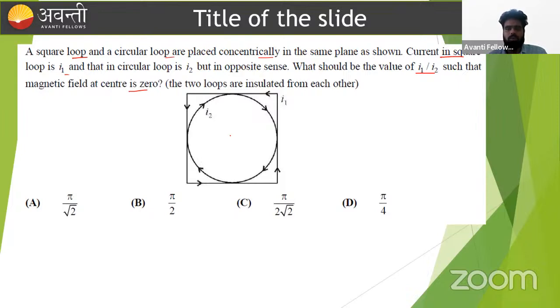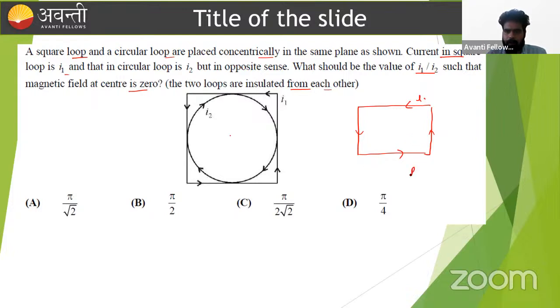So first of all, we need to know the formula for the magnetic field due to a current carrying coil at the center, and the magnetic field due to the square loop at the center. Then we will get the answer to this question. The two loops are insulated from each other, which means the two currents don't interact with each other. So first we consider the square loop. The current is I1, and the sense of current we can see here is anti-clockwise.